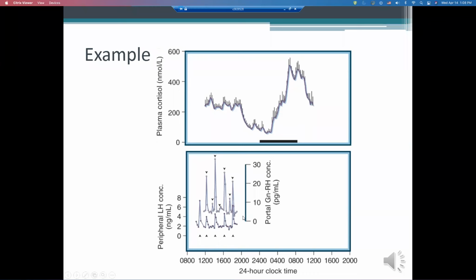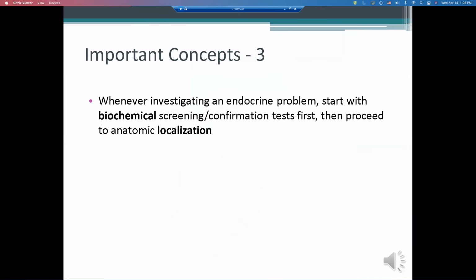On the other hand, there are other hormones like LH, which follows a signal of GnRH. Each spike of GnRH is followed by a spike of LH. You can see that these spikes follow each other. So there's pulsatility of the GnRH, which leads to pulsatility of LH. So it's important, again, to understand these mechanisms when you assess a patient in general.